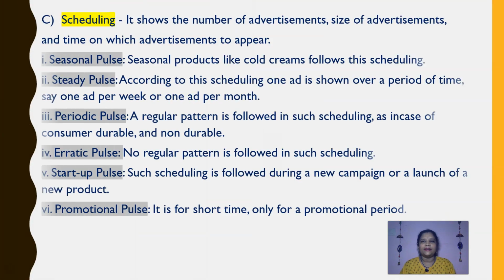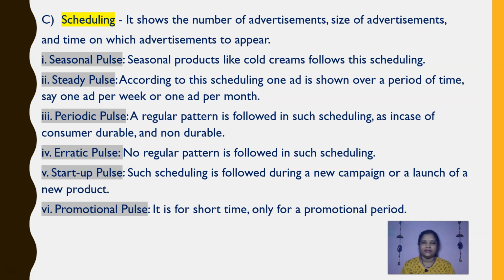Next, scheduling. It shows the number of ads, the size of ads and the time in which they have to appear. We will spend a little time here. The first category in this is the seasonal pulse. Like I told you, it could be seasonal, for example, for cold creams or for beverages or for ice creams, or now it is a time for sanitizers and masks, I should say.